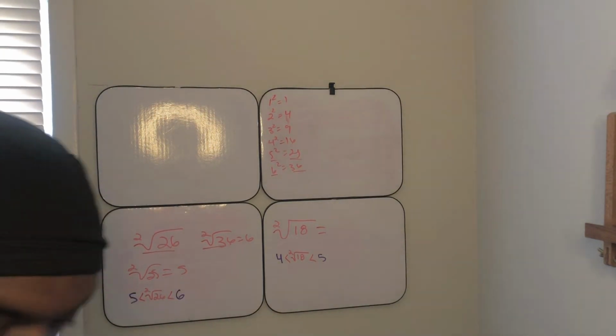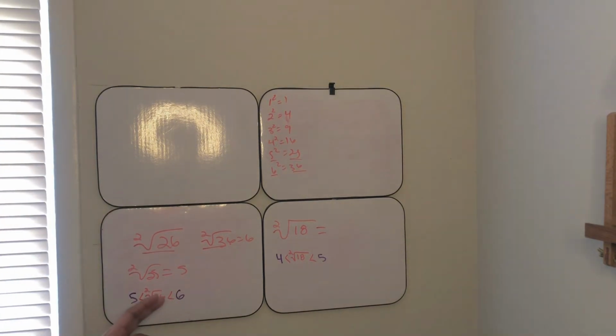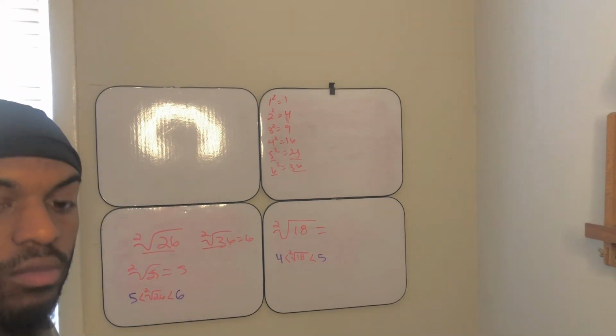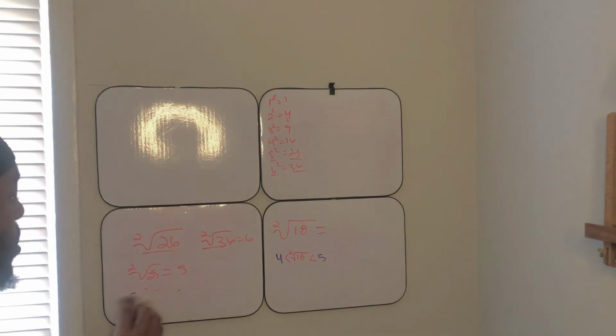And that's it right there. The square root of 26 is greater than 5 and less than 6. That's the answer. Let's do a couple more examples.